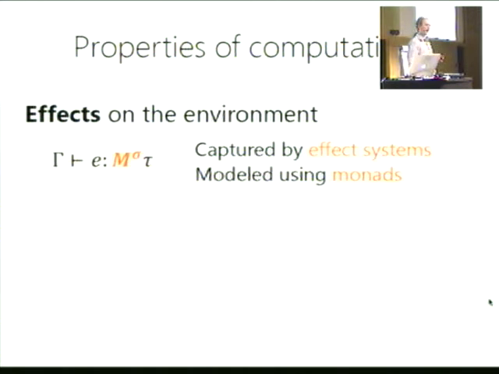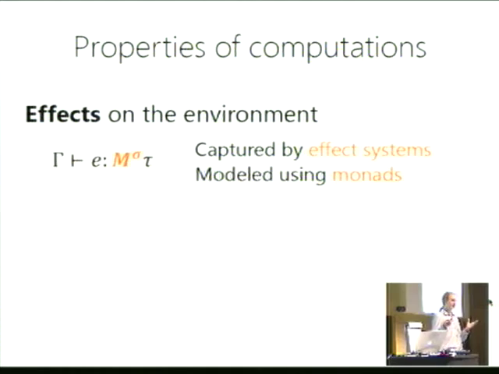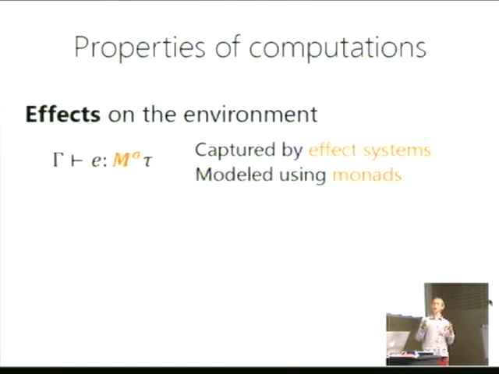So this is related to effect systems. Effect systems give you a way to model what your computation does to the environment, what effect it has. And this is captured by a lot of effect systems, and you can model these properties using monads. So the idea of monadic effect systems is that you attach some additional information, that's the sigma, to the return type of your computation, and that tells you what happens to the environment.